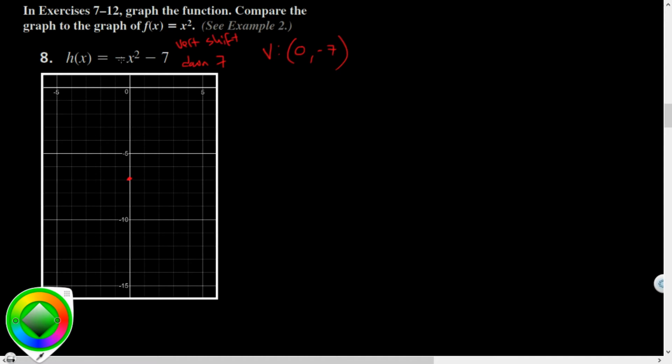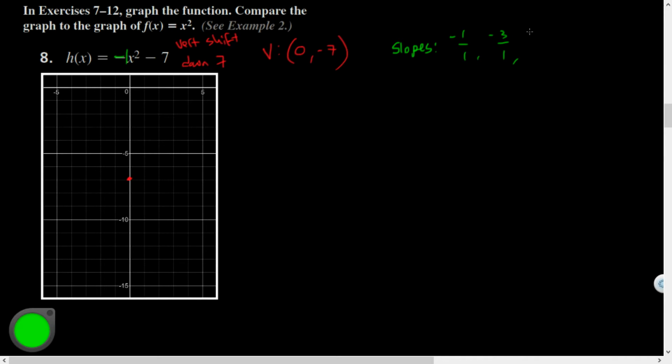Bing. And the number in front of the x squared is -1. So that means my slopes are going to be down 1 over 1, down 3 over 1, and down 5 over 1. All right. So let's plot those points. Down 1 over 1. Let's see. Make sure my scale is correct. Okay, yeah. Down 3 from there and over 1. And down 5 from there actually just barely goes off my graph and over 1.